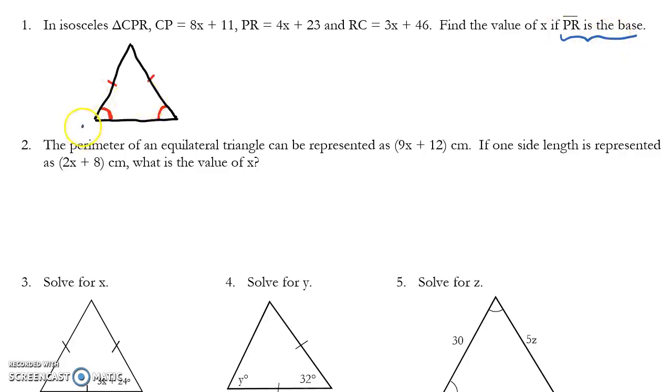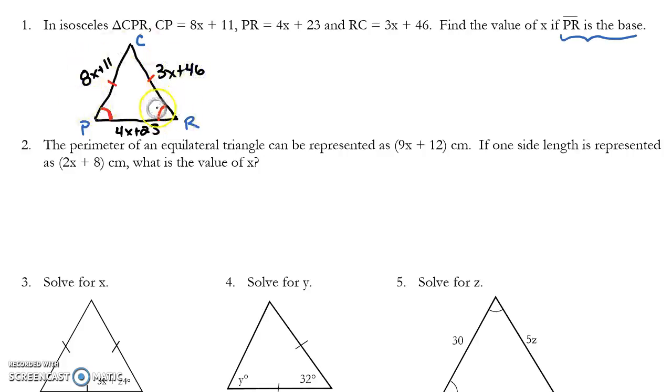That means I have to label this. My congruent base angles are P and R, which makes C up at the top here. That's my vertex. Now I'm going to utilize this information that they gave me. That segment CP has a length of 8x plus 11. So this is 8x plus 11. That segment PR has a length of 4x plus 23. And that segment RC has a length of 3x plus 46.